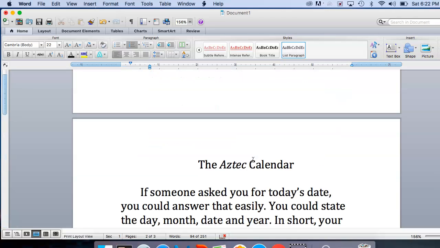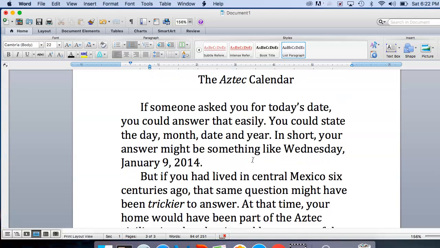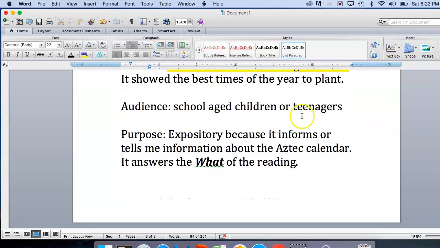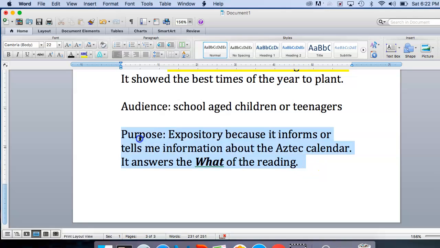Now you have to ask yourself, who would be reading this? Since it's expository, it's probably school-age children or teenagers who are learning this in school. And we already talked about the purpose. So those are the questions I asked myself to help me figure out the audience and the purpose.